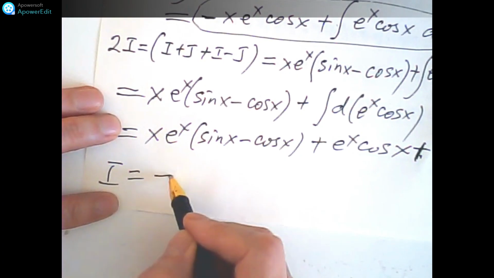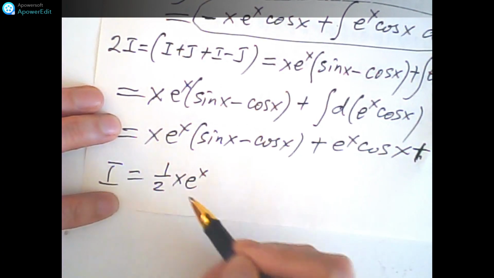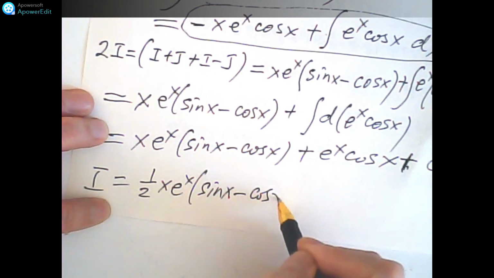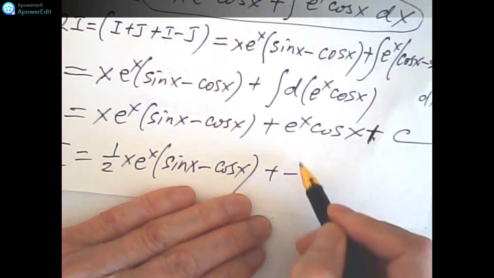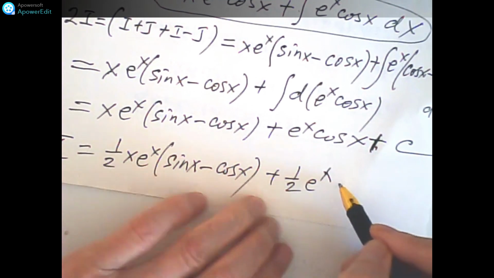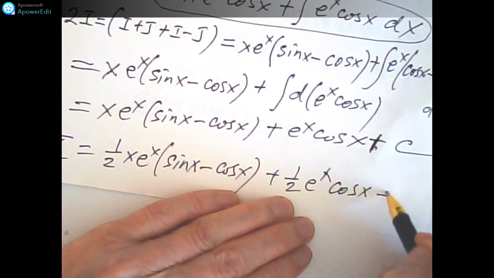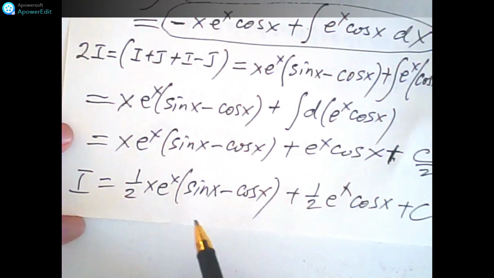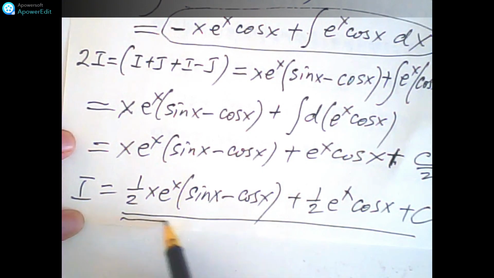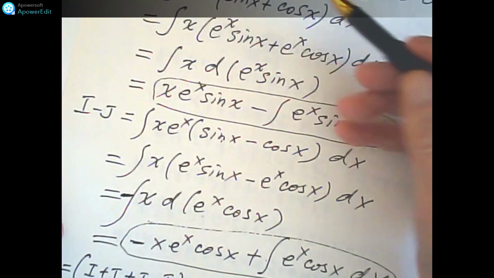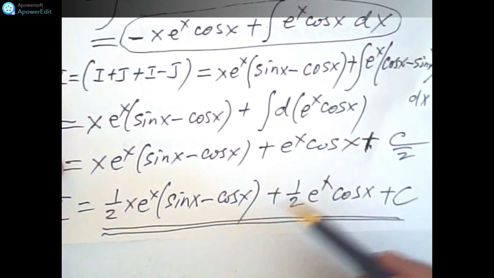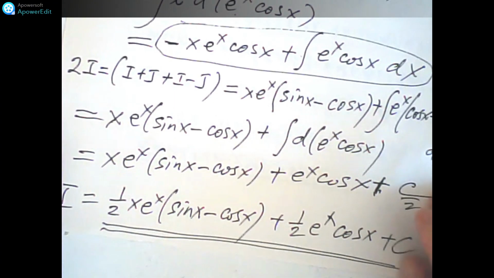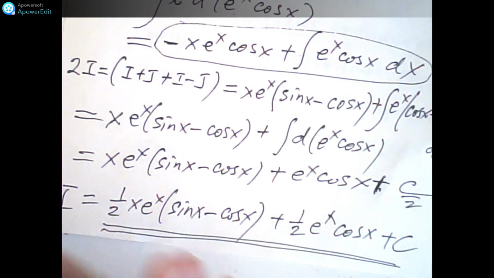So therefore, I is simply half of it. So this is 1/2 x e to the x (sine x minus cosine x) plus 1/2 e to the x cosine x plus, this is half C, right? This is C. Yeah, this is a very nice method, to make a complicated integral rather easier, very easy. Okay, I hope you like it. Thank you.